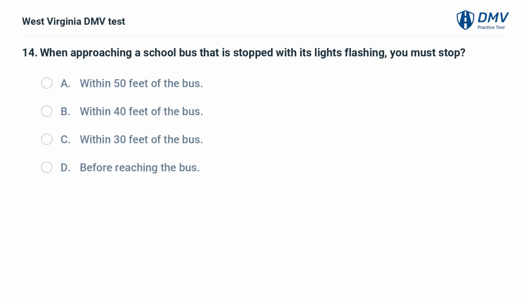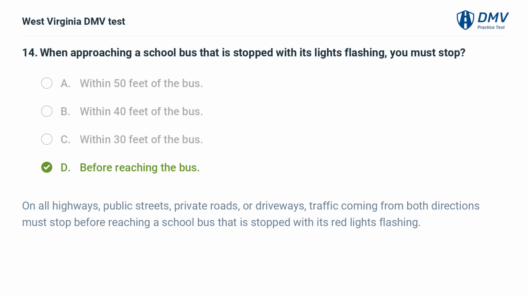When approaching a school bus that is stopped with its lights flashing, you must stop. A. within 50 feet of the bus. B. within 40 feet of the bus. C. within 30 feet of the bus. D. before reaching the bus. On all highways, public streets, private roads, or driveways, traffic coming from both directions must stop before reaching a school bus that is stopped with its red lights flashing.